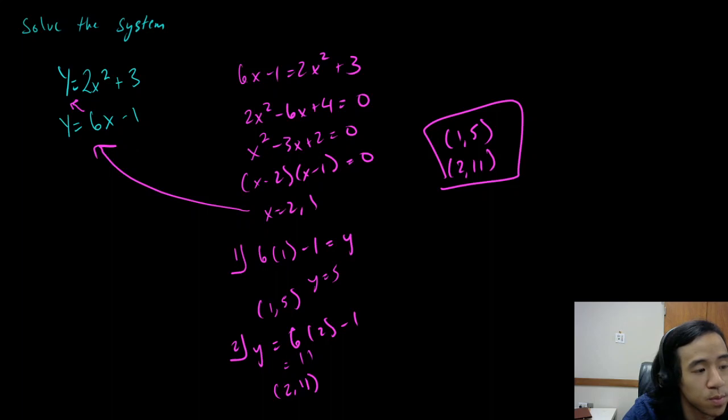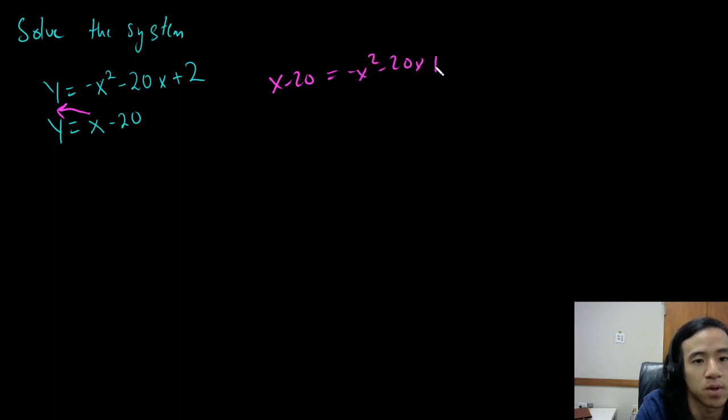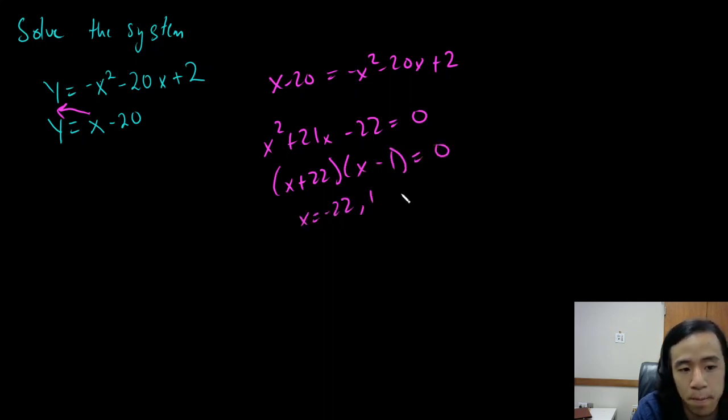All right, so last example, and that's going to be it for the video. So here's another one. It looks kind of weird, but let's see what happens. So I'm going to go ahead and substitute x minus 20 in for y. So we have x minus 20 equals negative x squared minus 20x plus 2. And I'm going to move everything over to the left. So x squared plus 21x minus 22 equals 0. So this will be x plus 22 times x minus 1 equals 0. So x is equal to negative 22 and 1.